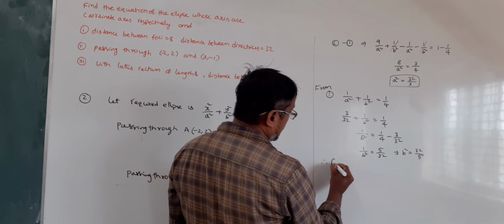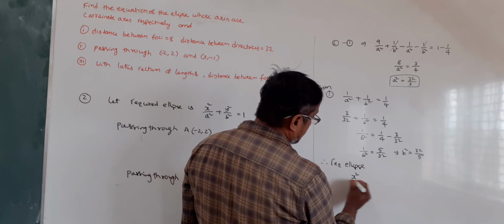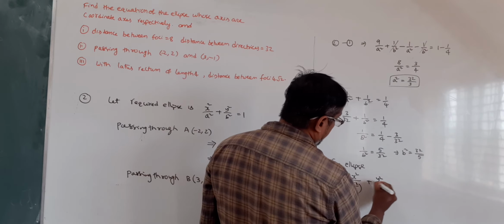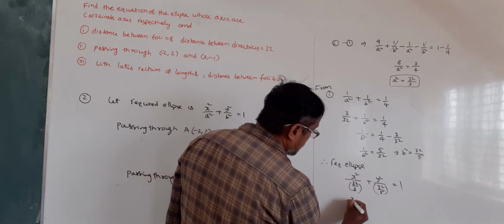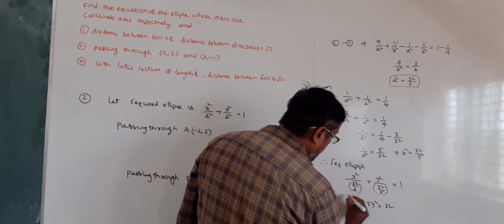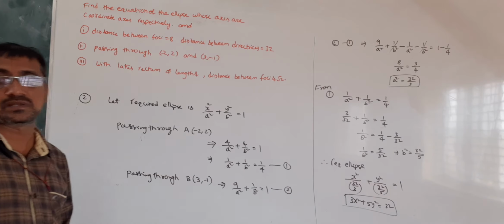Now therefore the required ellipse is x square by 32 by 3 plus y square by 32 by 5 is equal to 1. So 3x square plus 5y square is equal to 32. That is the required equation of the ellipse.